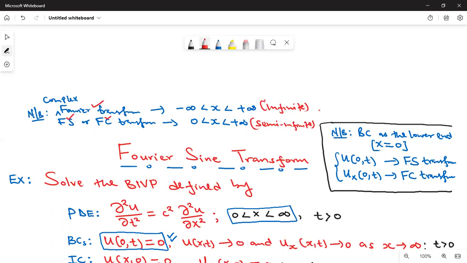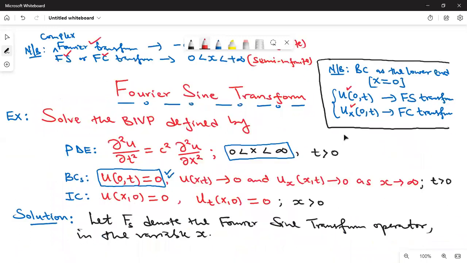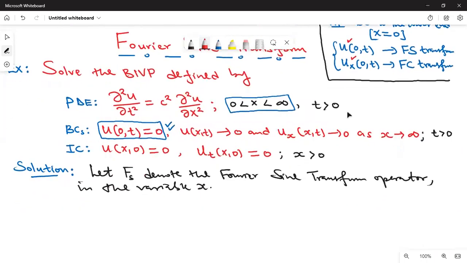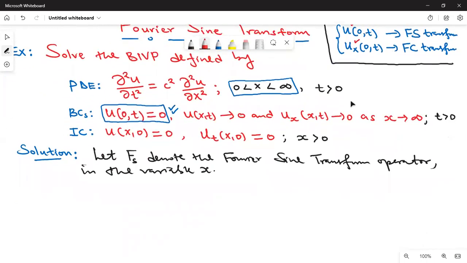And the difference between the Fourier sine transform and the Fourier cosine transform is that you look at the boundary condition at the lower end. When you see the solution at the lower end given, then use the Fourier sine transform. But if the velocity at the lower end is given, velocity meaning we are differentiating now, then you use the Fourier cosine transform. Having explained that critical information, let us now go back to our question and solve it.